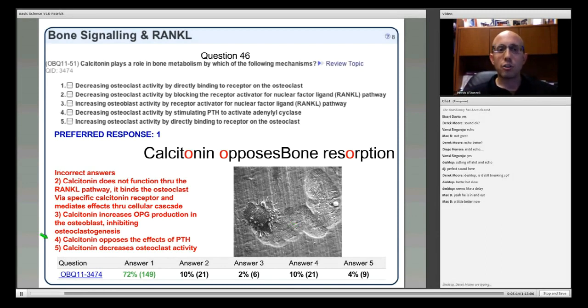Number 4, calcitonin actually opposes the effects of parathyroid hormone. And number 5, calcitonin decreases osteoclast activity. So remember your O's: calcitonin with an O, opposes with an O, bone with an O, resorption with an O. Calcitonin opposes bone resorption.